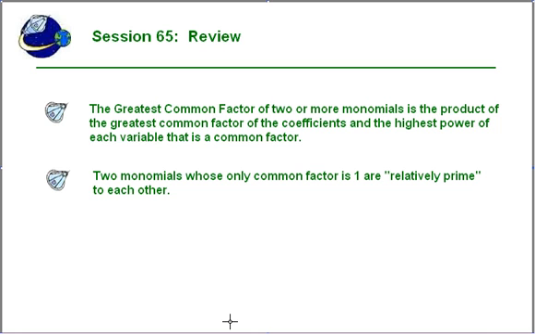And that's what we have here as a quick review. Two monomials whose only common factor is 1 are relatively prime to each other. And then lastly, the greatest common factor of two or more monomials is going to be the product of the greatest common factor of the coefficients and then the greatest common factor of each variable to the highest power that it occurs within those comparisons.